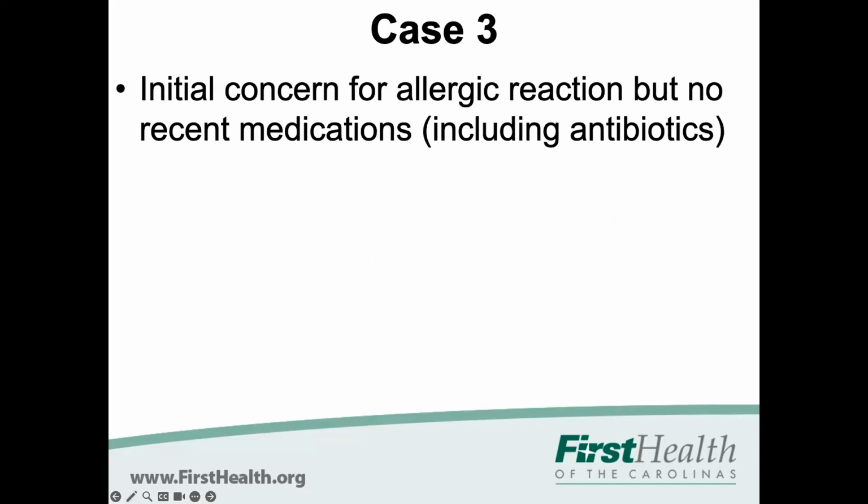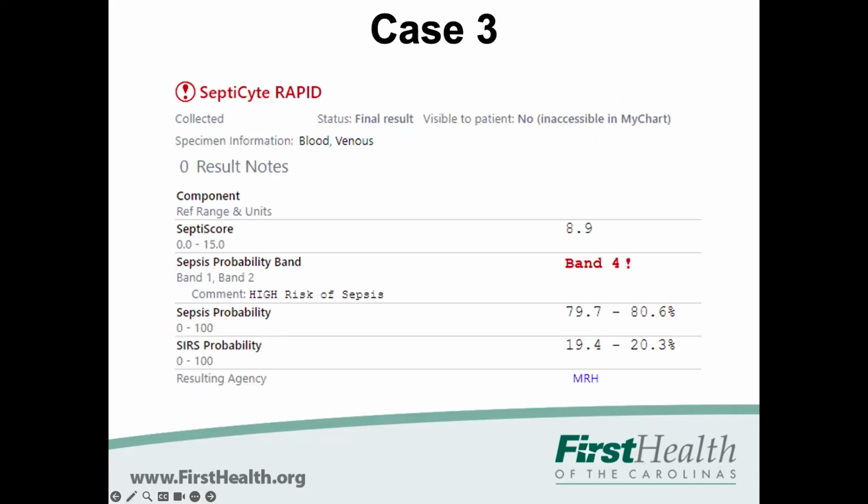There was, in fact, initial concern for an allergic reaction, although it was subsequently identified that she had been on no recent new medications. Again, she wasn't really being followed closely as a 35-year-old female with hypertension on what's supposed to be a single medication outpatient, and had in particular not received any recent antibiotics. Next slide. Her Septicyte result then was a bit surprising at band 4 and yielded appropriately a little more concern from the emergency room staff upon identifying that. Next slide.